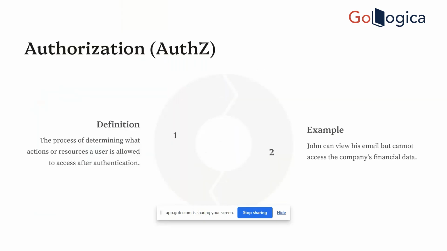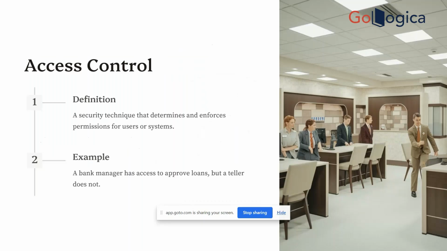Now access control. What does access control mean? Access control basically means a security technique that determines and enforces permissions for users or systems. Like a bank manager has access to approve loans, but a teller does not. Got it? What kind of access we are supposed to grant to any person comes under the picture of access control, a security technique. Basically, it is a term, a parameter we are defining under security.